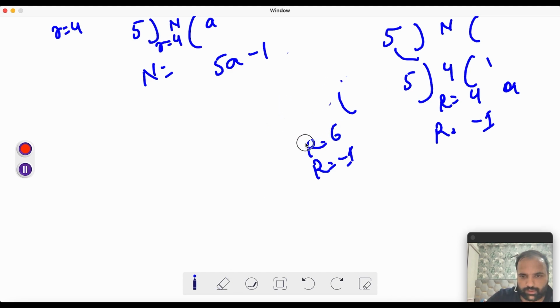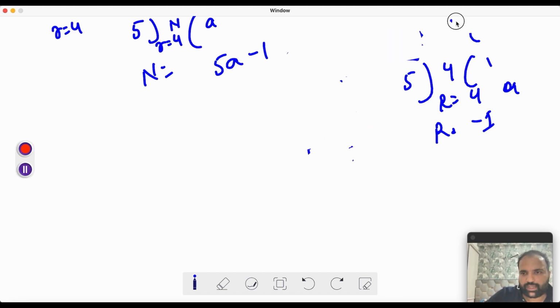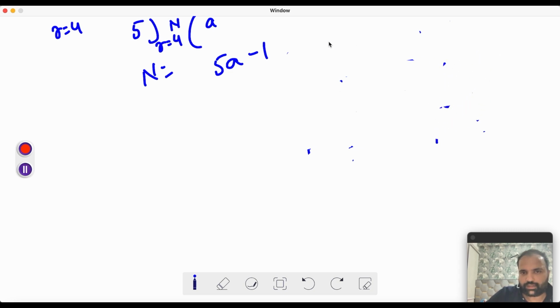Okay, I'm just erasing this. So can we write n like this? Now similarly for all other numbers as well, we can write n. So simply, from here, we can write 5A equal to n plus 1.